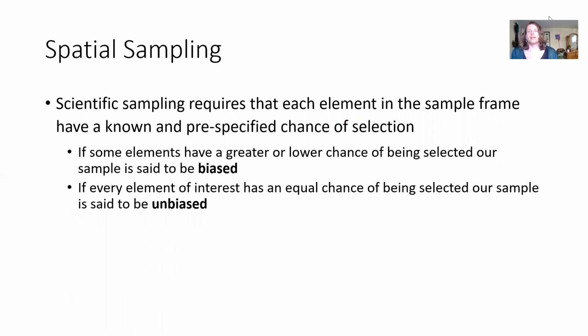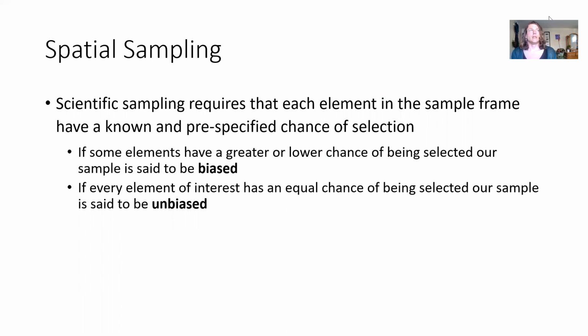Scientific sampling requires that each element in a sample frame has some pre-specified chance of selection. If some elements have either a greater or lower chance of being selected, then our sample is said to be biased. And if every element of interest has an equal chance of being selected, then our sample is said to be unbiased. Now, biased isn't necessarily a bad thing in the context of spatial sampling.